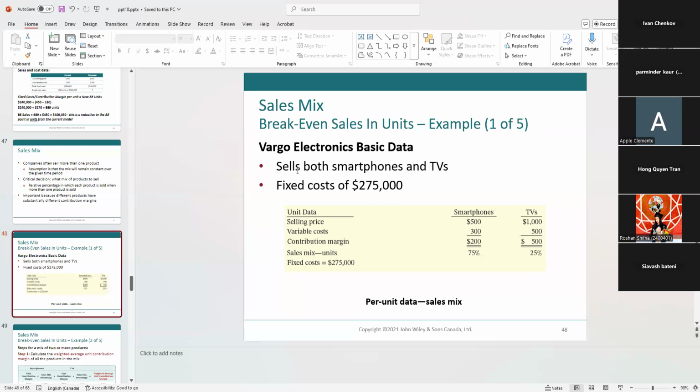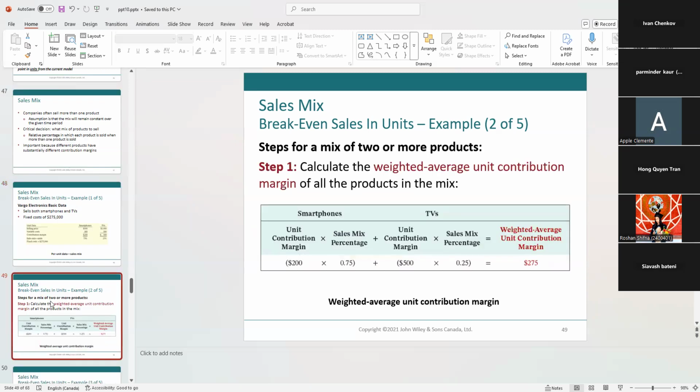So let's see this company which is selling two products. They're selling smartphones and TVs. On the smartphone, they get $200 per unit contribution margin. TVs give them $500 contribution margin. The sales mix is 75% of the sales coming from the smartphones and 25% from the TVs. And they have a fixed cost of 275. Now, how are we going to get the break even?